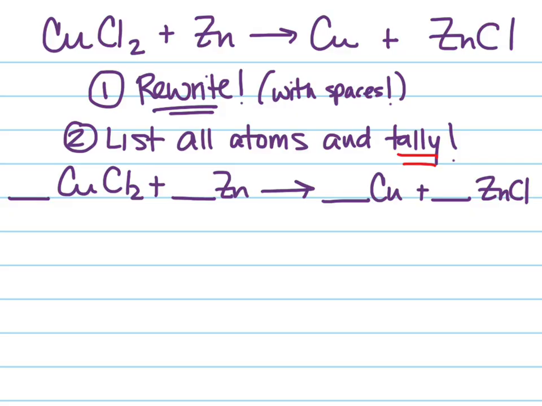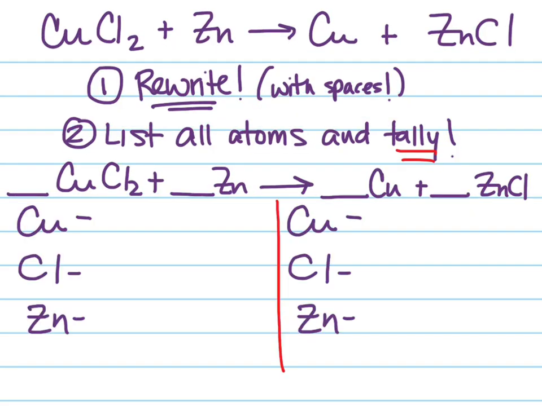So, I'm looking at copper on the reactant side. It's in a compound, copper chloride. I've got 1 copper atom because there's no subscript behind the copper. I have 2 chlorine atoms because there is a subscript 2 behind the chlorine. And I have 1 zinc atom because there's no subscript and no coefficient. On the product side, I have 1 copper, 1 chlorine, and 1 zinc.